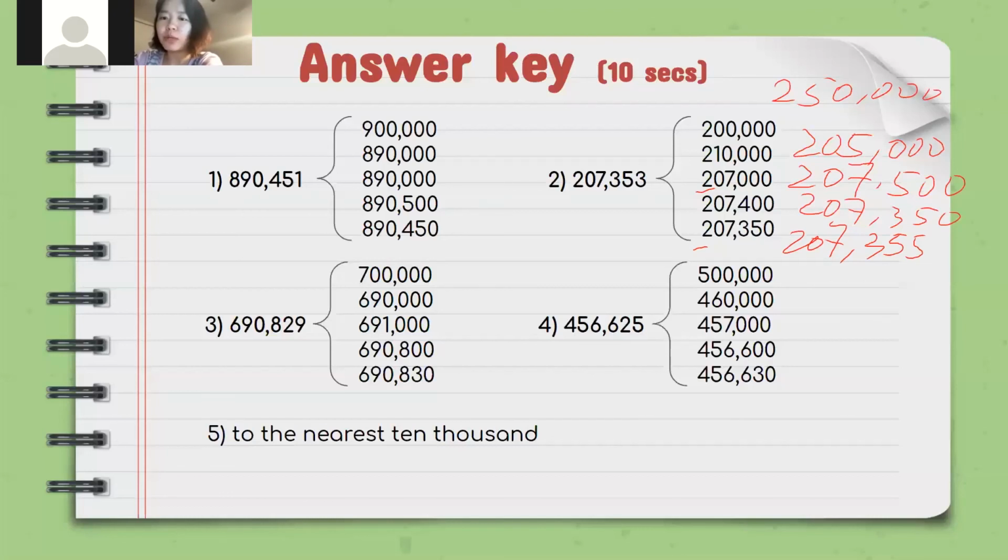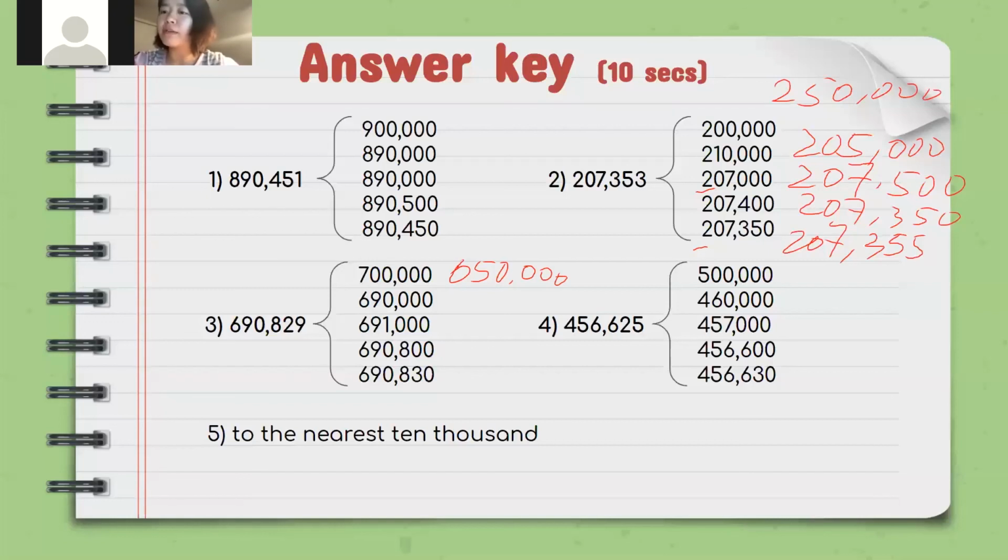And for question number 3, for the 100,000 place, the midpoint for the 100,000 place is 650,000, and this is greater than the midpoint for the 100,000 place. So we round this number up to 700,000.